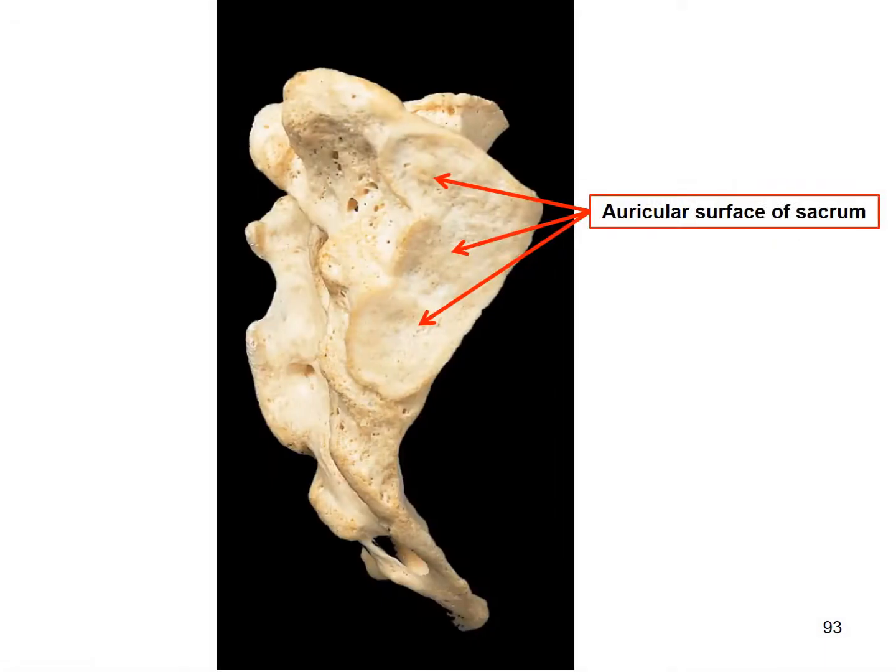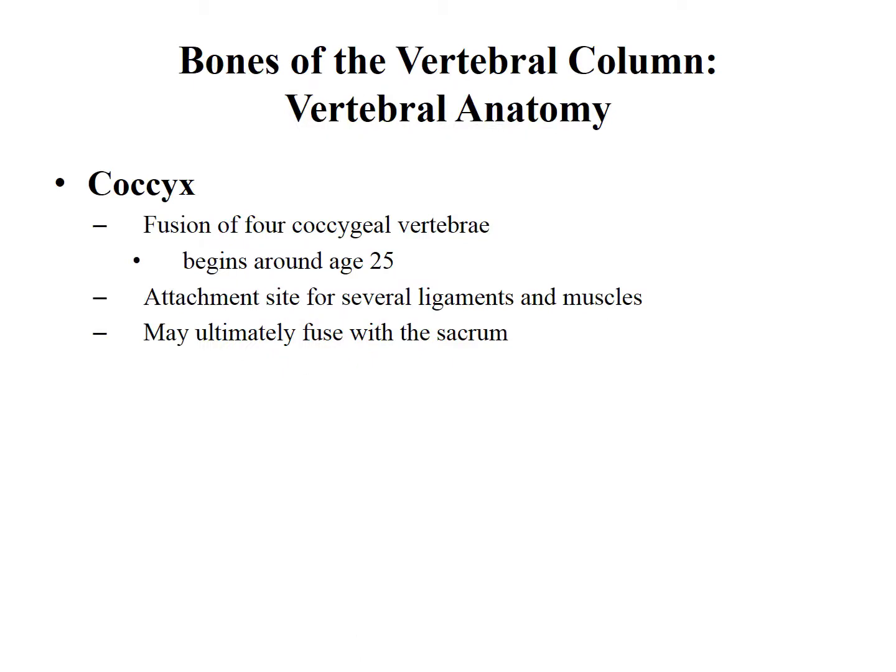Now this is the view that shows us the auricular surface of the sacrum. The auricular surface of the sacrum is actually shaped like an ear. And another word for ear, or the outermost portion of the ear, is called the auricle. The last segment of the vertebral column that we're going to talk about is going to be the coccyx.